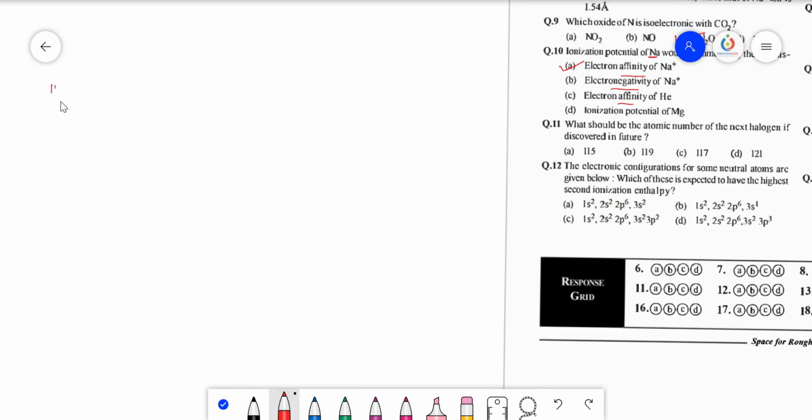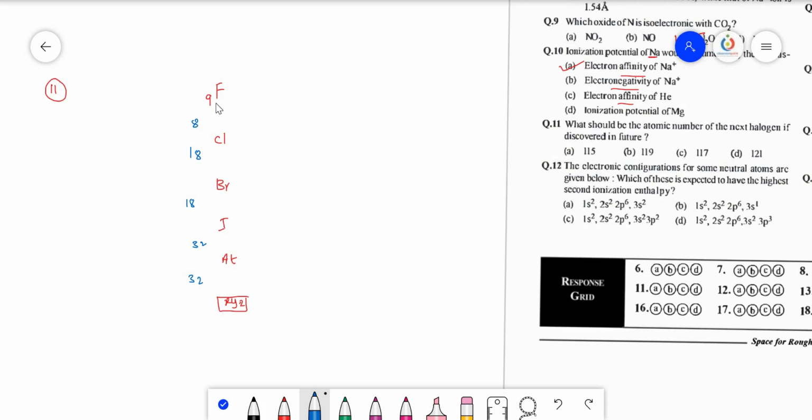Question number 11: what should be the atomic number of the next halogen if discovered in the future? Let's write down the halogen atoms here: fluorine, chlorine, bromine, iodine, astatine, and then we don't know what element comes next, so let us take it as some X, Y, Z. Its atomic number we know starts at 9, and we have to follow the same pattern: 8, 18, 18, 32 and 32. So this is the pattern we need to follow.